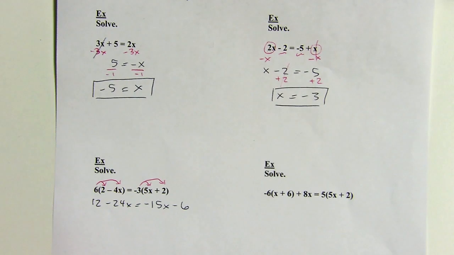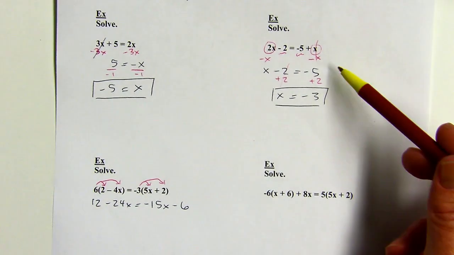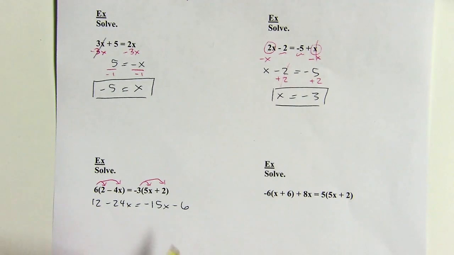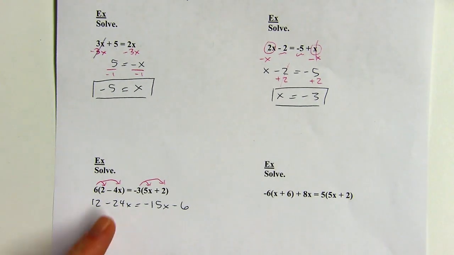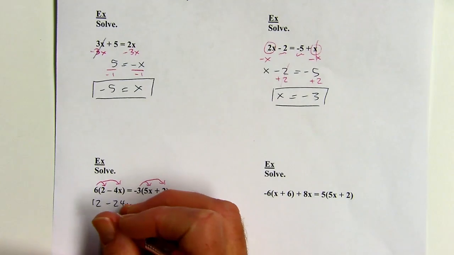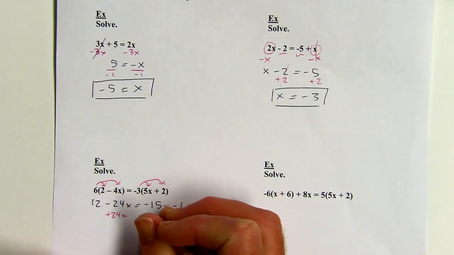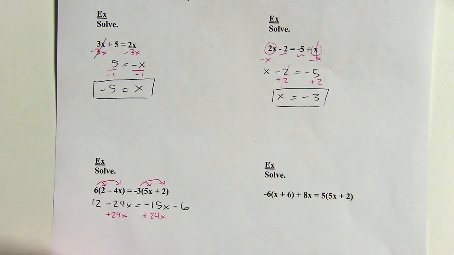Okay, and now it's looking a lot more like these original problems. It looks more like this one. Okay, so I've got the two x terms. I want to get those on the same side of the equation. So I could either add 24x to both sides or 15x to both sides. I'm going to add 24x to both sides. I prefer the x term to be positive. So if I do that, the 24 is bigger than the negative 15, so it'll come out positive.